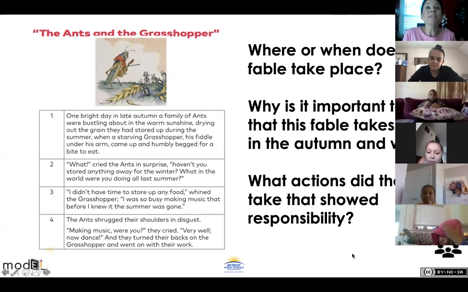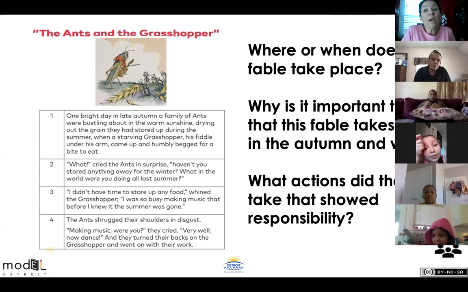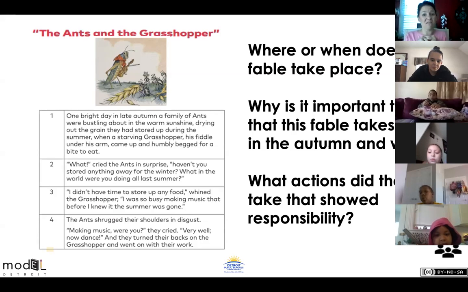The grasshopper was supposed to be storing food for the winter because in wintertime, they don't get to leave their little homes because it's too cold. And snow. So the animals store food in their homes, but the grasshopper, was he very concerned about the winter coming? No, he didn't think ahead, right? He didn't plan ahead. He wasn't responsible. In fact, he was very irresponsible.